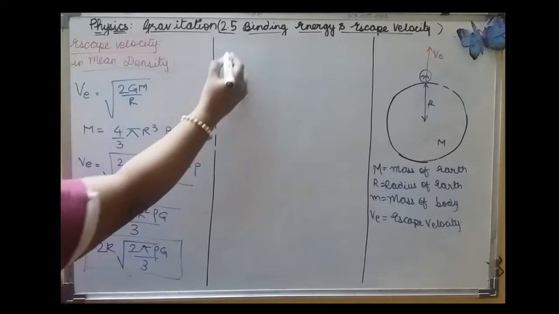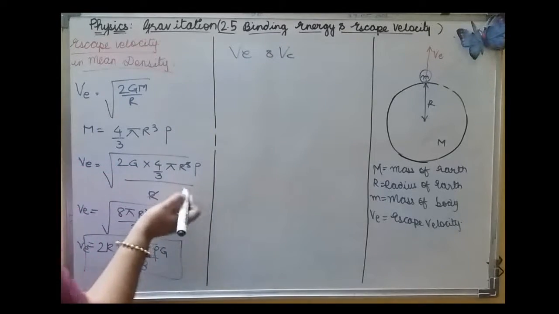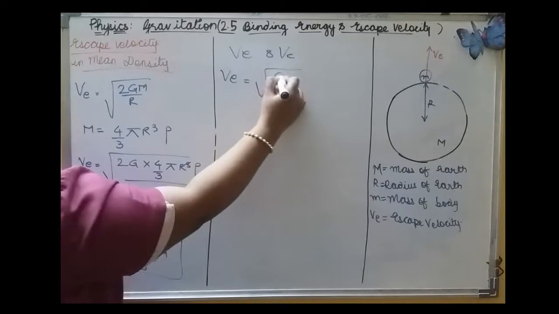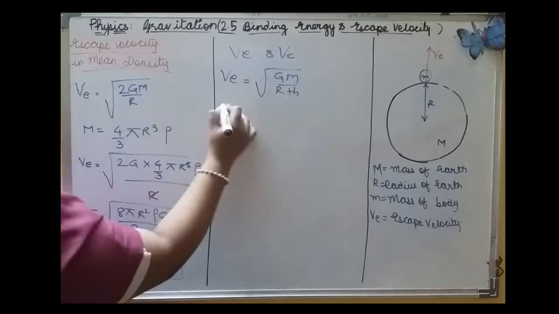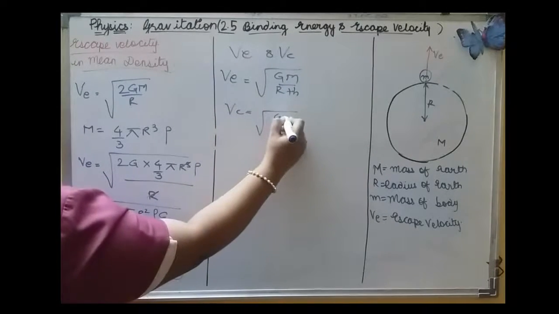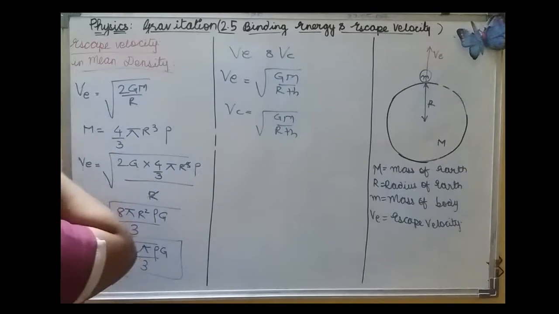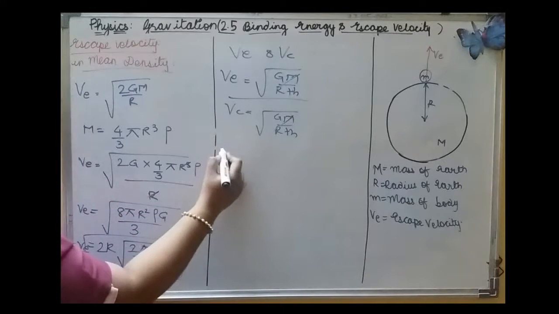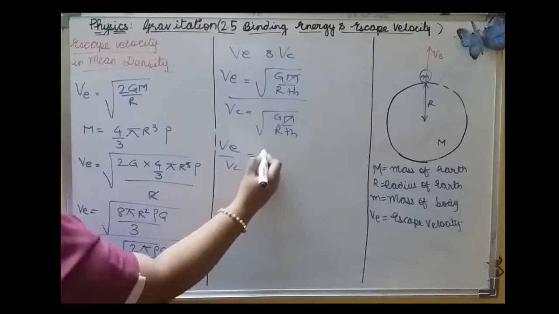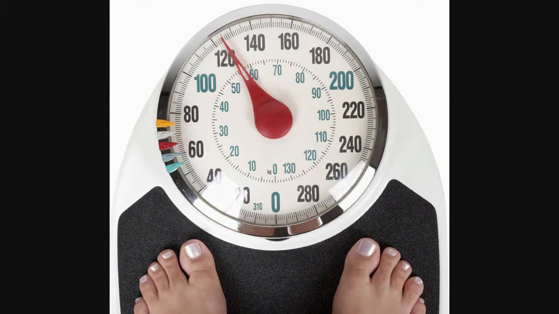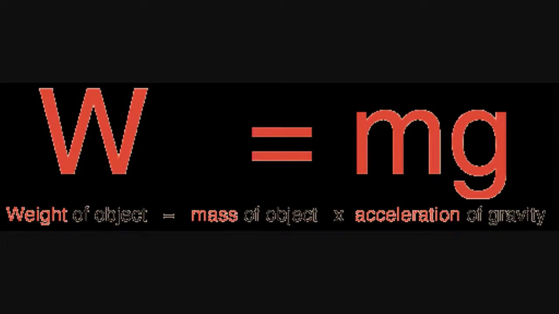What is the relationship between escape velocity and critical velocity? See, escape velocity is under root of GM upon R plus h. Critical velocity is under root of GM upon R plus h. Dividing both of them, both the things get cancelled. We get Ve upon Vc is nothing but 1. That means our weight is nothing but the gravitational force we exert on earth. That means our weight is nothing but mg, our mass and acceleration due to gravity.